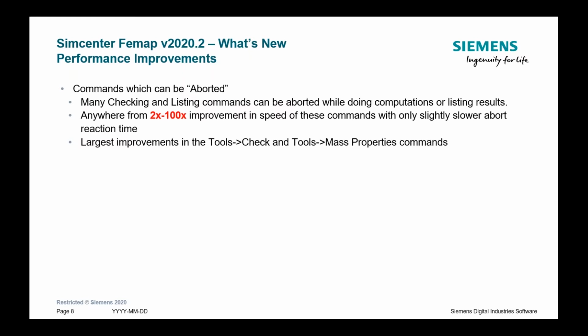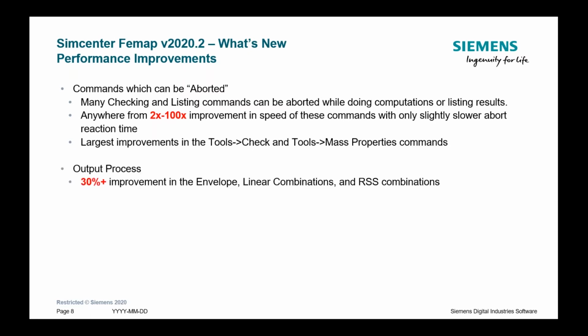A lot of commands in Femap are actually waiting for an abort. Unfortunately, one of them is not meshing, but we have certainly looked at that, and maybe we'll implement that at some point. But we were checking for an abort quite a bit in a lot of commands. So just by checking for this less, we basically got anywhere from a 2 times to 100 times performance improvement in those commands. Now, it will take a slightly longer time to react depending on what type of command you're doing, but for that type of performance increase, waiting another second or two for your command to abort shouldn't be a problem.